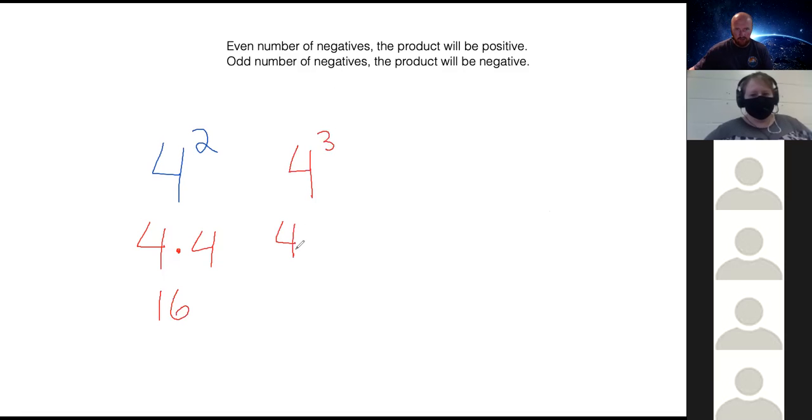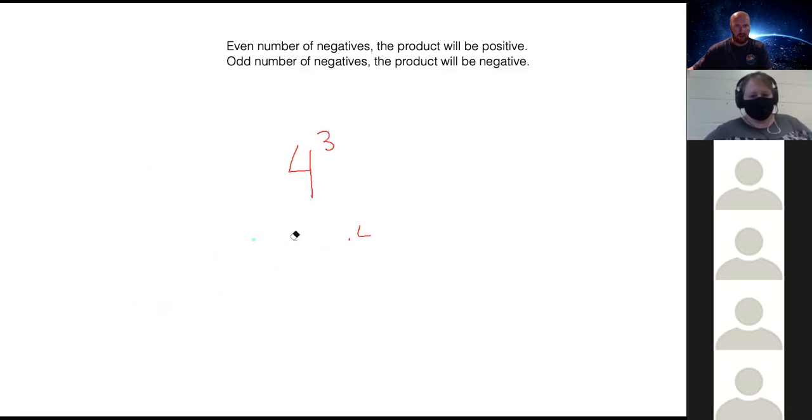And this means 4 times 4 times 4. And we're not going to solve this. I just wanted to break down exponents for you. Yes, it would be 64 because we do 16 times 4. Good. And it would be 64. All right.